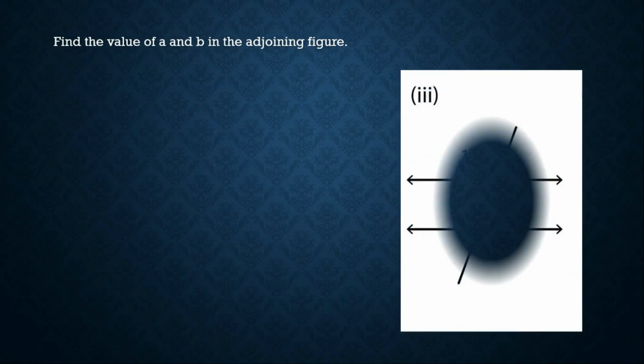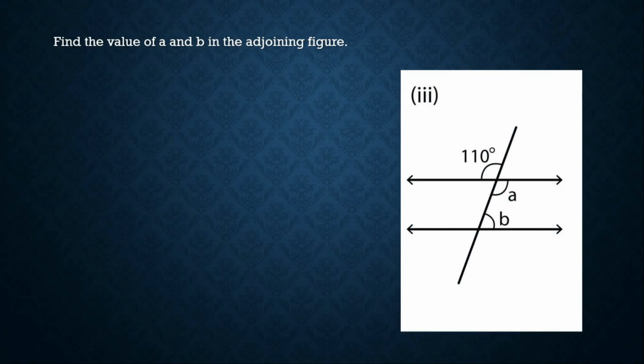Now let us see another problem. Find the value of A and B in the adjoining figure. So here is the figure. Now we have to find the value of A and B. So angle A is the vertically opposite angle to 110 degrees. So the angle A will be equal to 110 degrees.